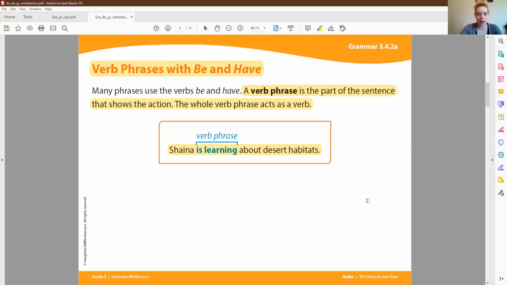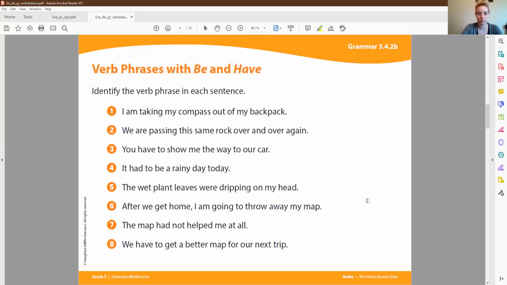All right, so let's do a few examples. It says identify the verb phrase in each sentence. Again, we're going to find the verb first and then see any words that are showing the action of that verb, so words that are attached to that verb. All right, so let's look at number one.